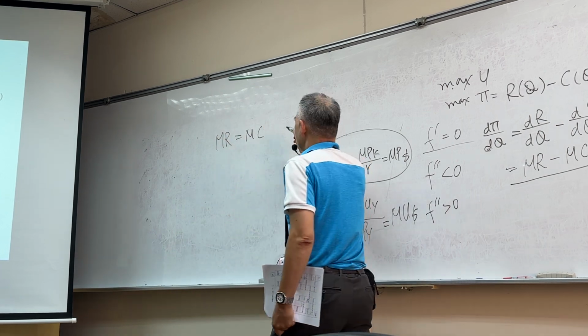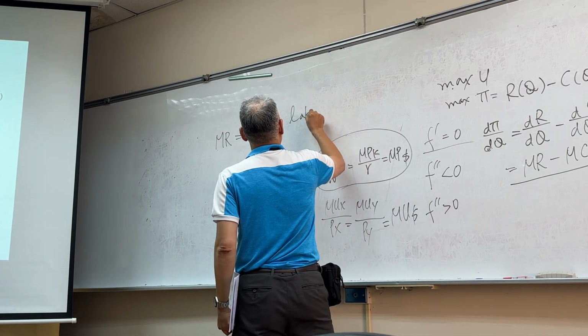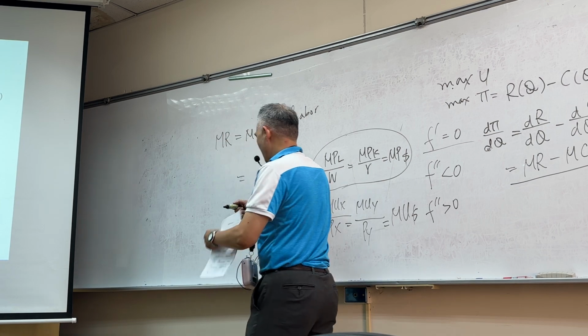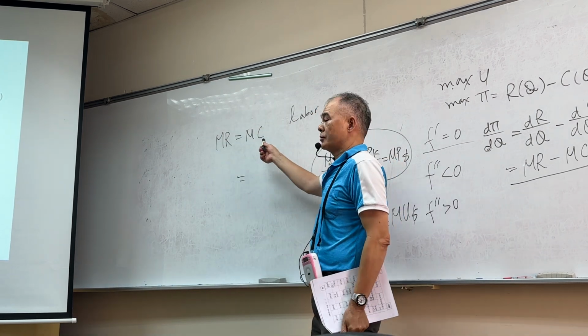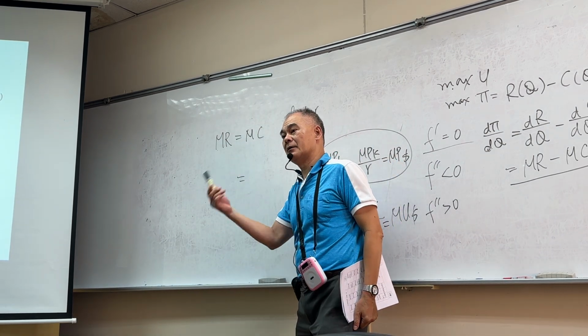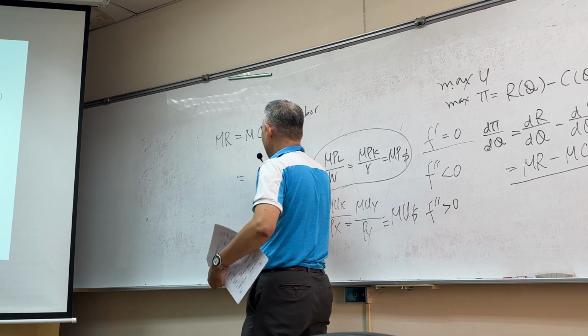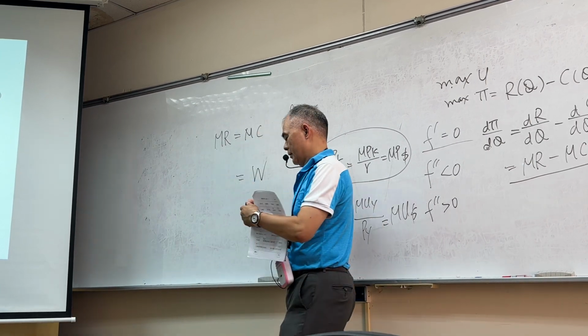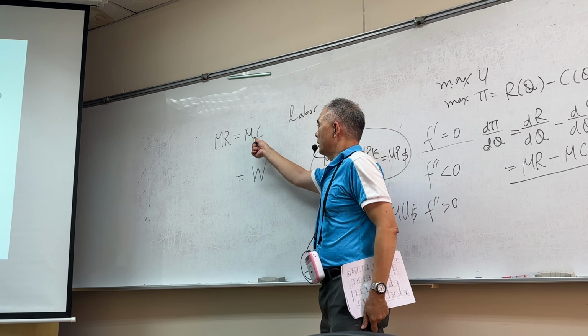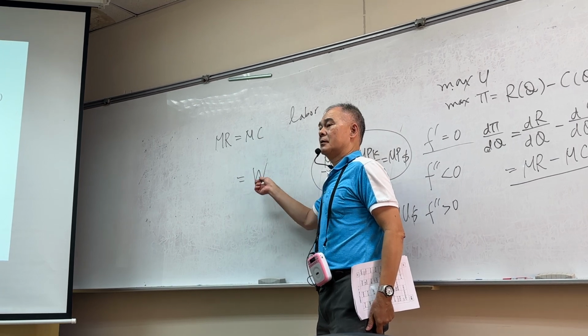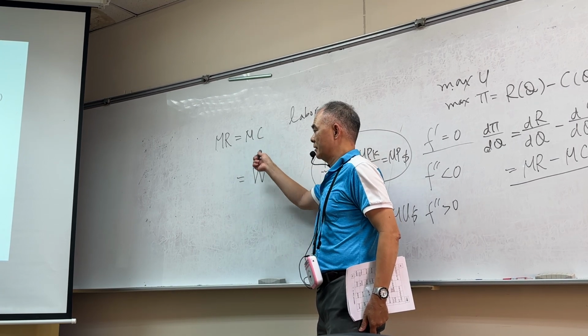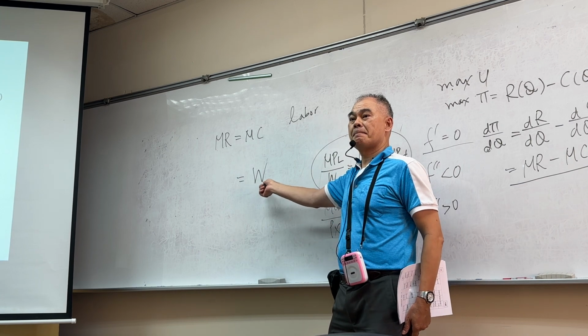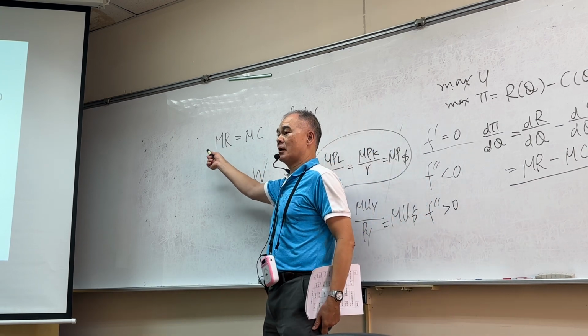And now we are talking about labor. What is the cost to the producer? Because I hire labor, the price I pay is W. So here is the wage rate. Labor cost is W. This MC is equal to W. Questions? Okay, so what is the marginal revenue?